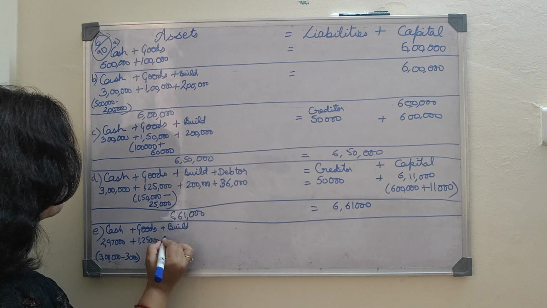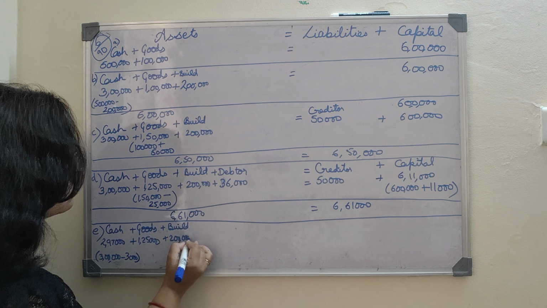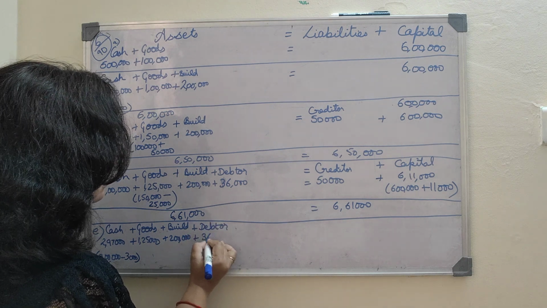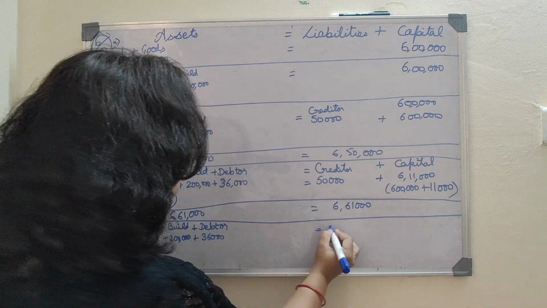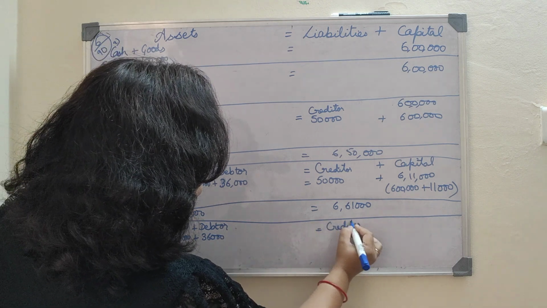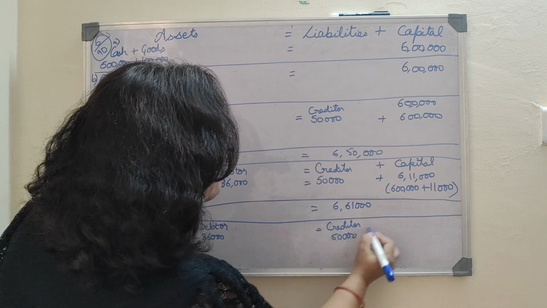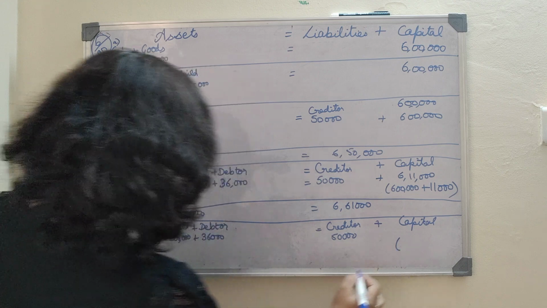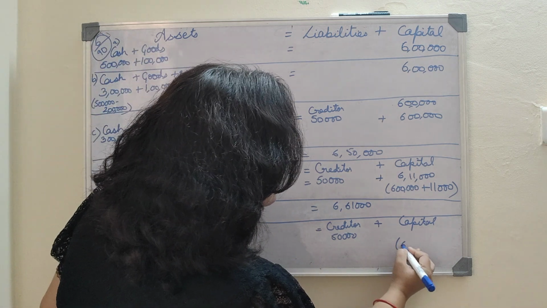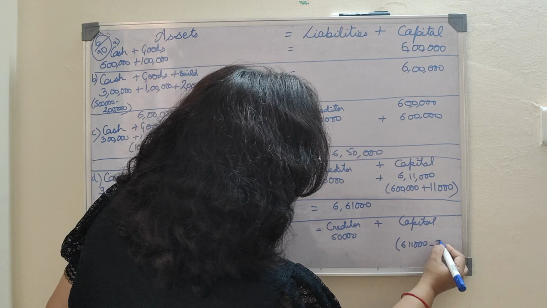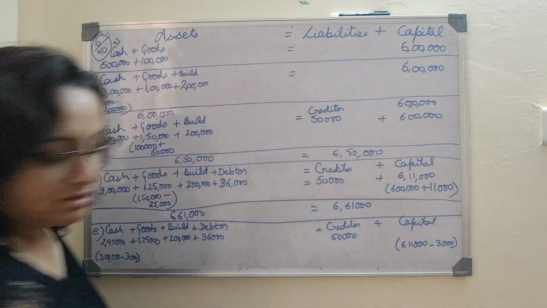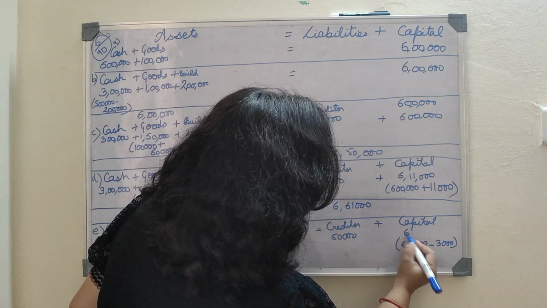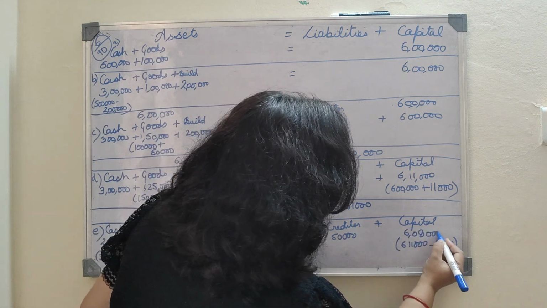Building remains the same. Please keep on doing the question along with me so that any point which is not clear, you can go back and do it again. Creditor remains the same. And from capital, we are going to deduct 3,000. So capital was 6,11,000 minus 3,000, right? 6,11,000 minus 3,000 makes it 6,08,000, sorry.